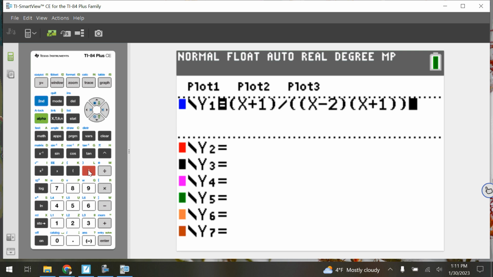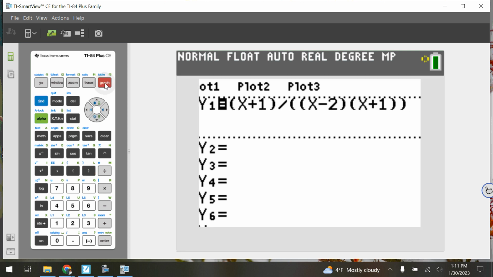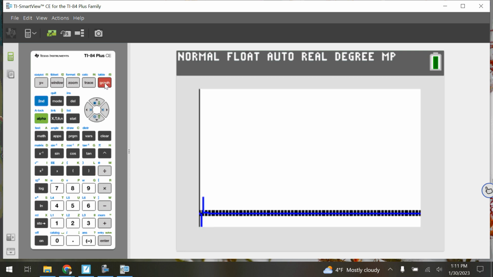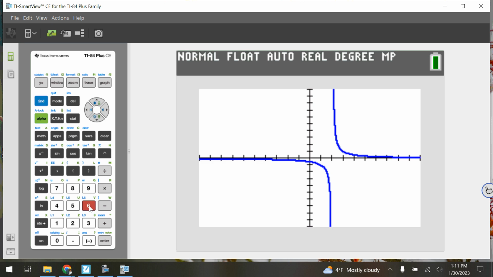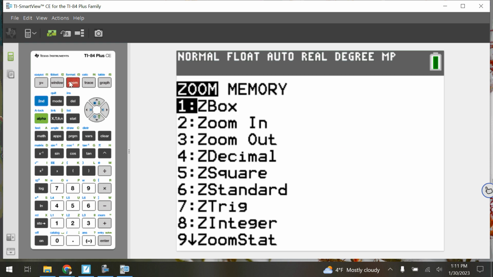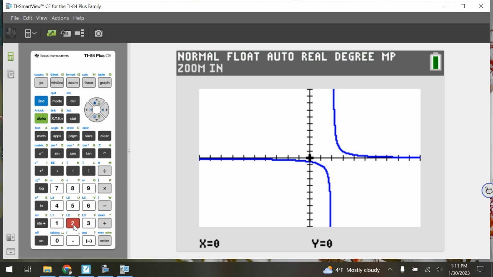Now, if you hit graph, we said we were going to have a hole at x equals -1. Okay, so clearly my zoom is crazy, so I'm going to hit zoom 6, and there it is. Now, do you see a hole at -1? So watch this. I'm going to hit zoom in, so that's zoom 2. And I'm going to go to -1.